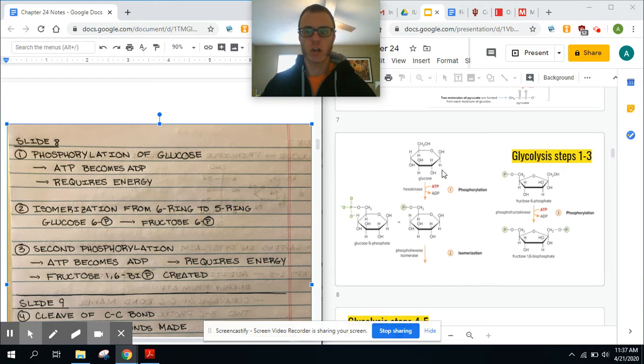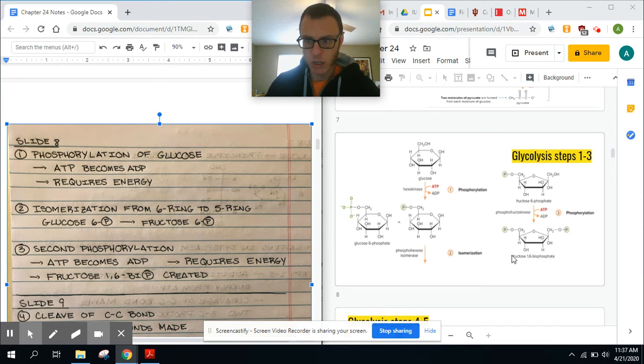So here we start glycolysis steps 1 through 3. We're going to start with glucose, no big deal. In this first step, we have phosphorylation of glucose. ATP becomes ADP, so we dump a phosphate group onto glucose. You can see we have our phosphate group out here. This is where I get that P with a circle. It's very simple.